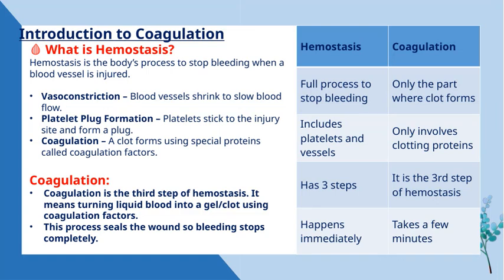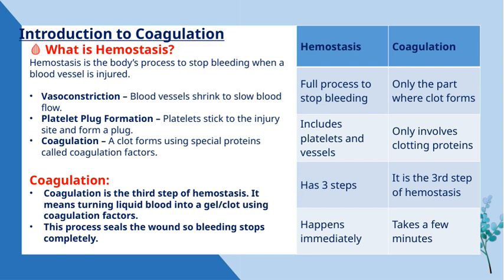So, what exactly is hemostasis? Well, hemostasis is the body's way of stopping bleeding when a blood vessel gets injured. It's a crucial process that kicks in immediately to prevent excessive blood loss. The process involves three main steps.